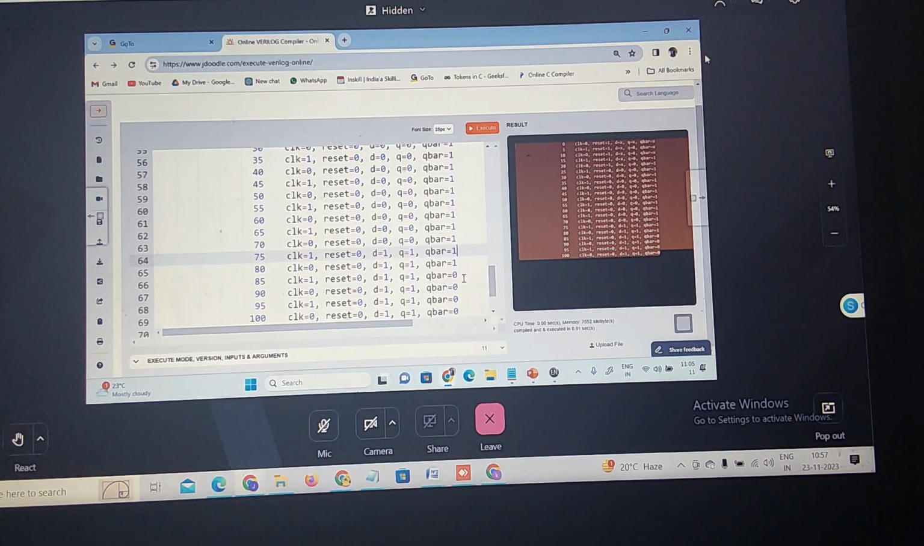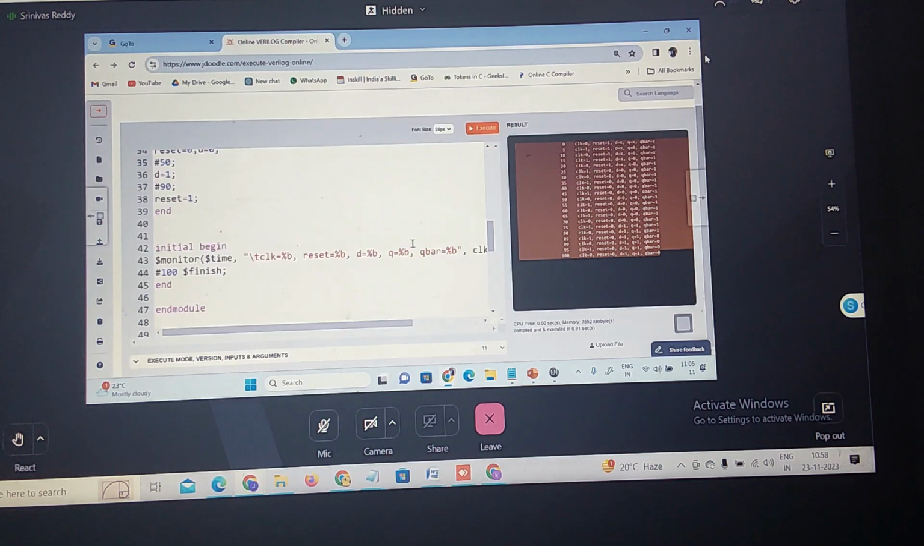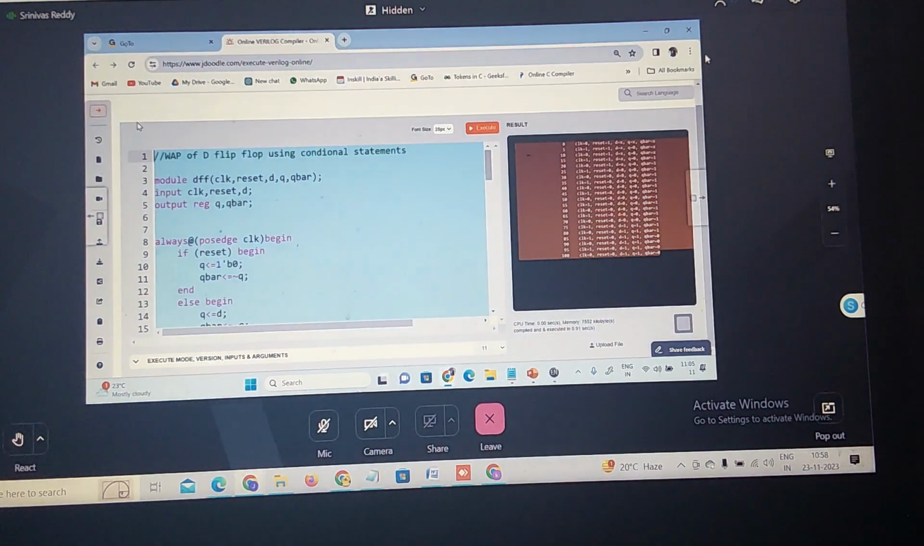So we'll run this in ModelSim and analyze the timing diagram according to the sim time which I am giving to the program. Now this is working as a D flip-flop according to the model which I am writing. Now let us run this program using ModelSim and analyze the timing diagram.